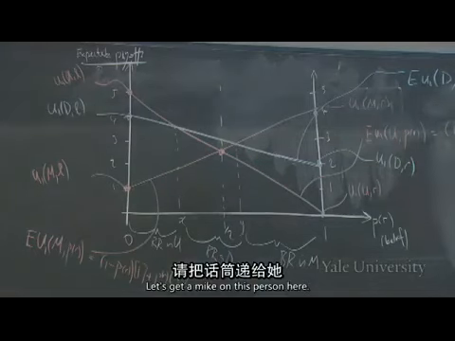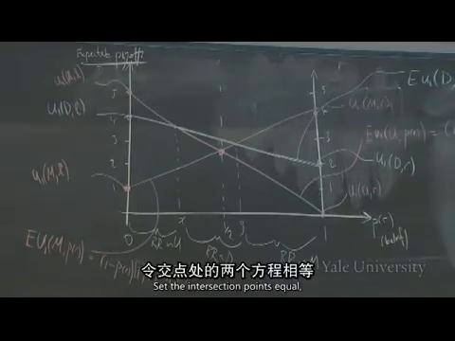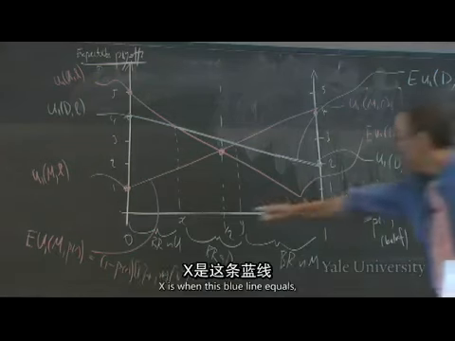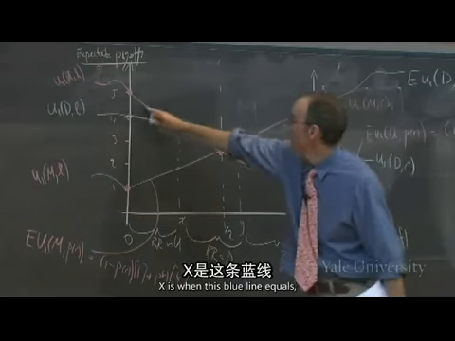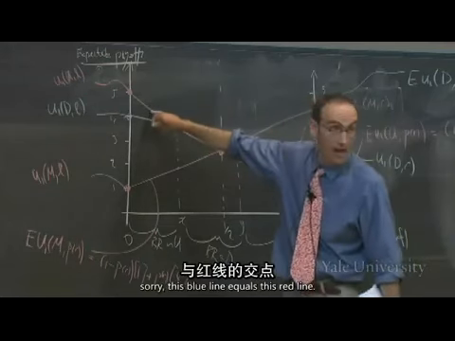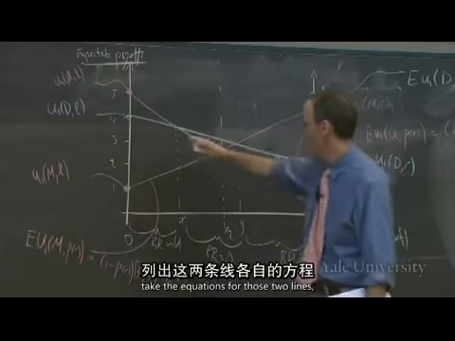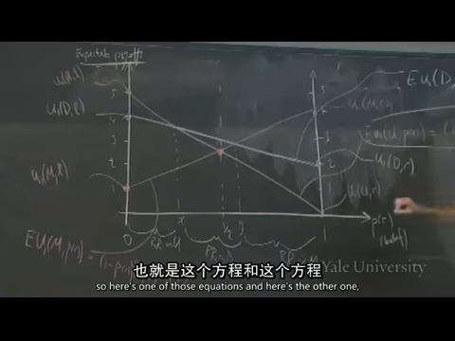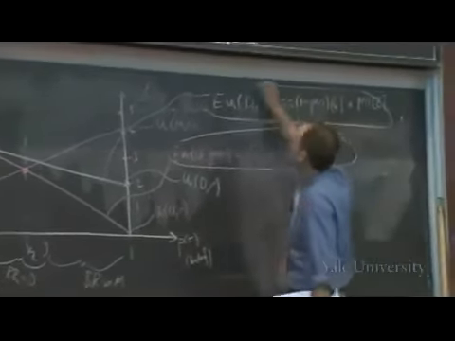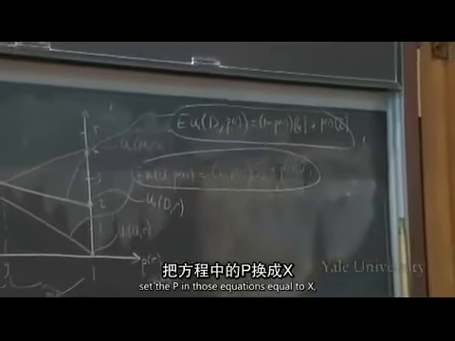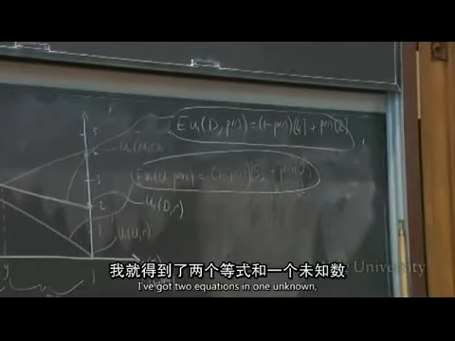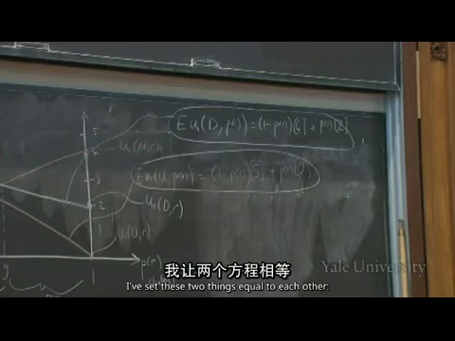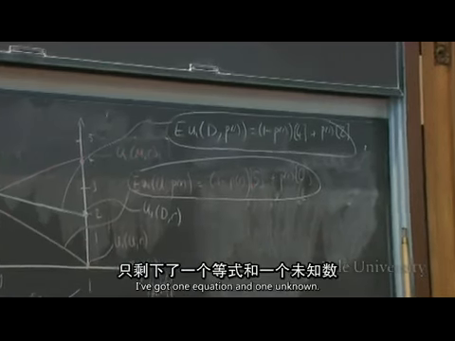We're just going to mic on this person here. Set the intersection points equal, the equations equal to each other, and solve. Good, good. To solve out for x, x is when this blue line equals this red line, right? So what we're going to do is take the equations for those two lines. So here's one of those equations, and here's the other one. Set the p in those equations equal to x. I've set these two things equal to each other. I've got one equation and one unknown, so I can solve out for x.